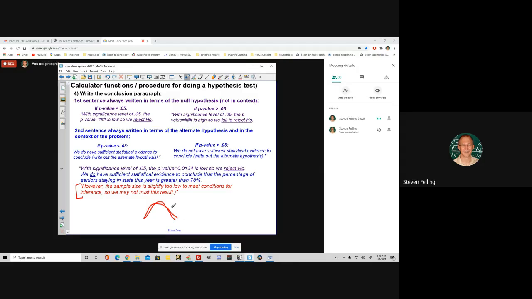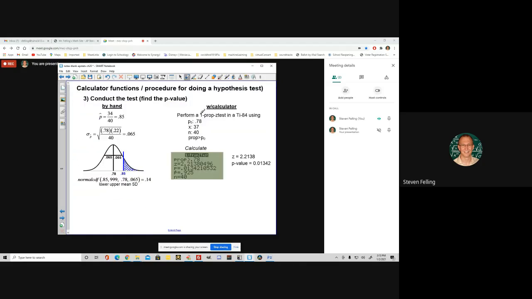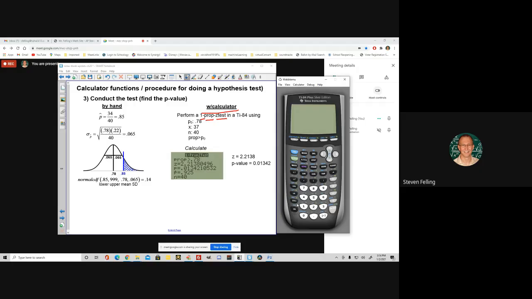Okay, and then there's one last thing I want to show you, and that is that just like for the confidence intervals, there's a calculator way to find the p-value in a single step. It's called a one prop z-test, one proportion z-test, just like the one prop z interval does the confidence interval. So if you pull up a calculator and you go to stat, and then over here to tests, there's going to be a one prop z-test. It's number 5 here.